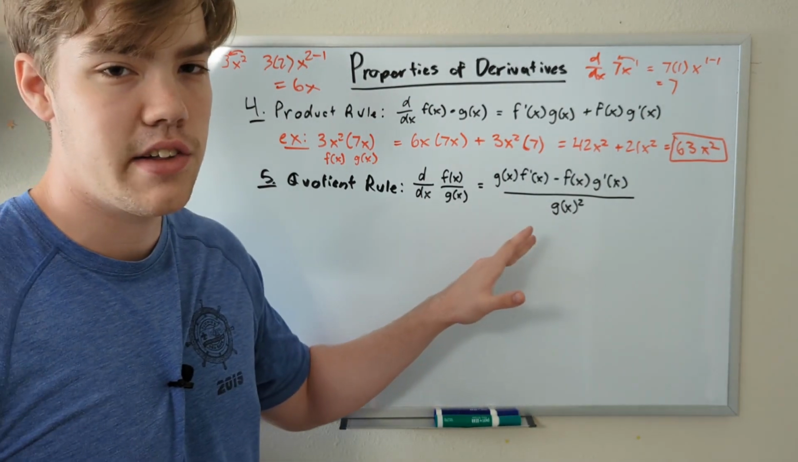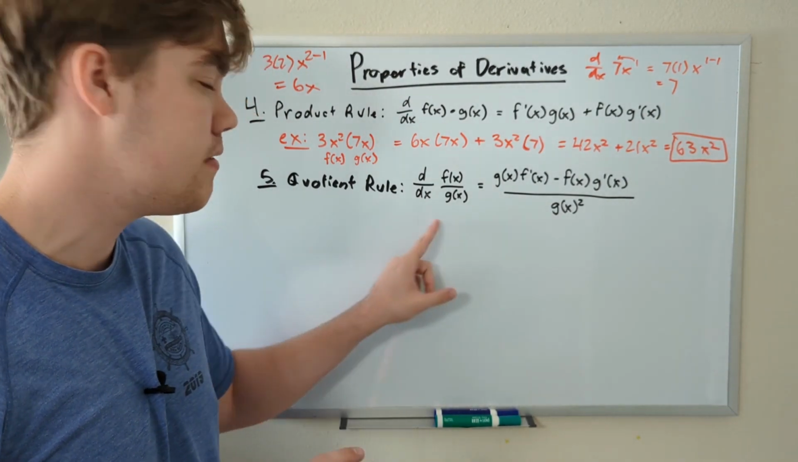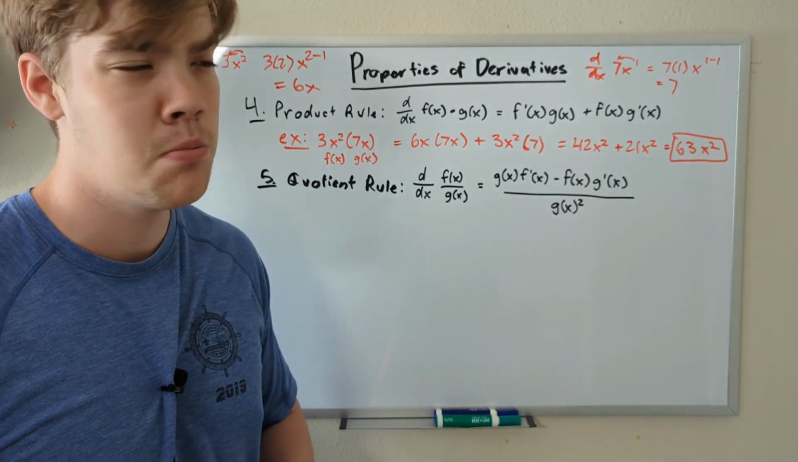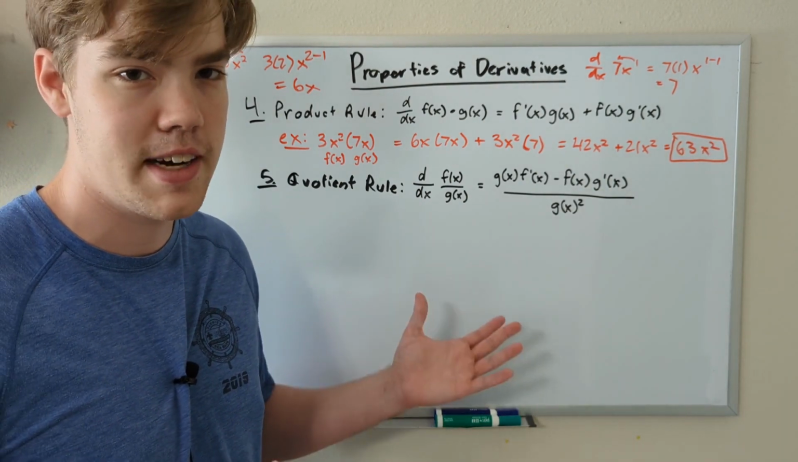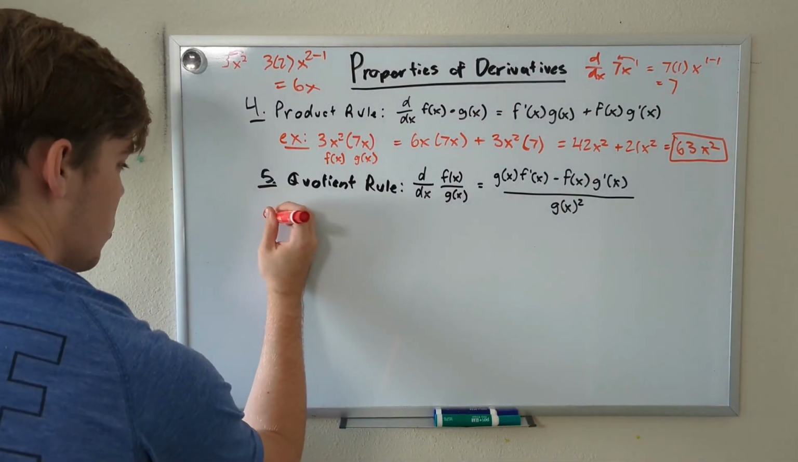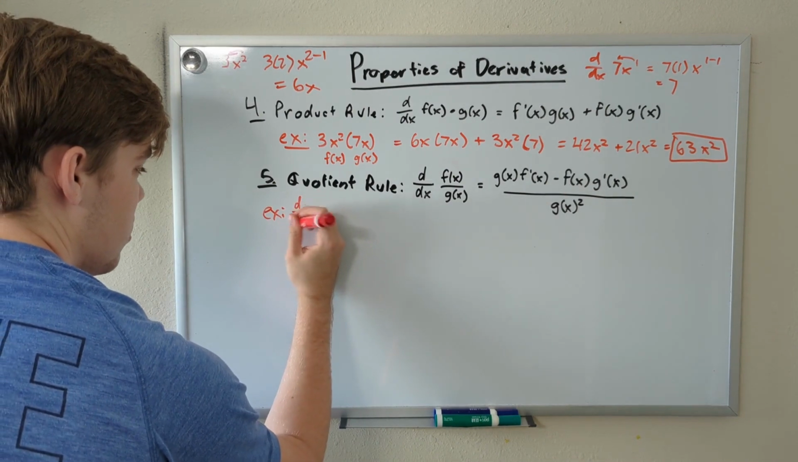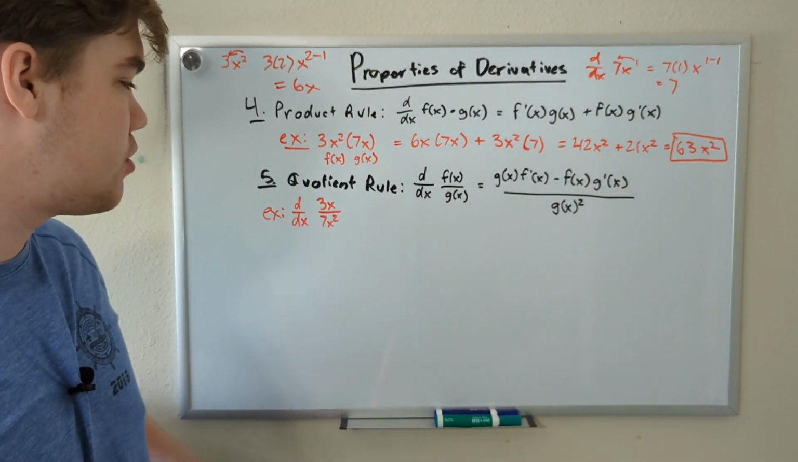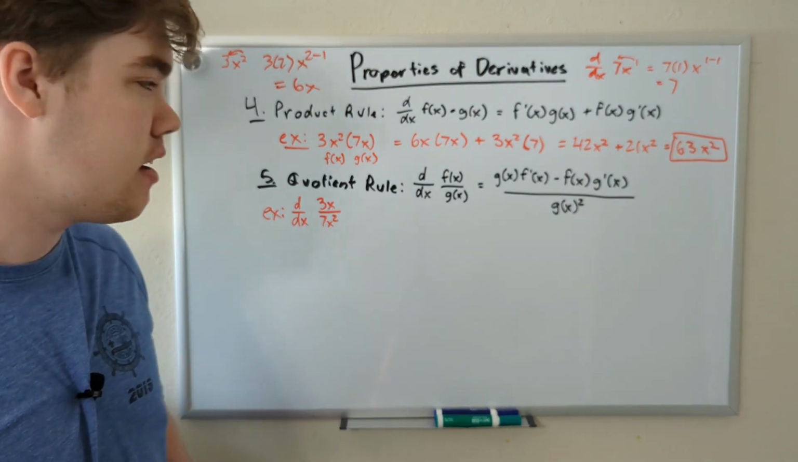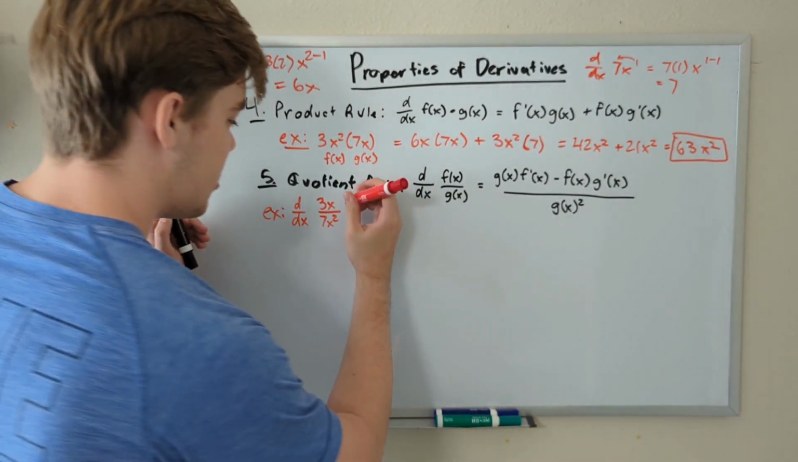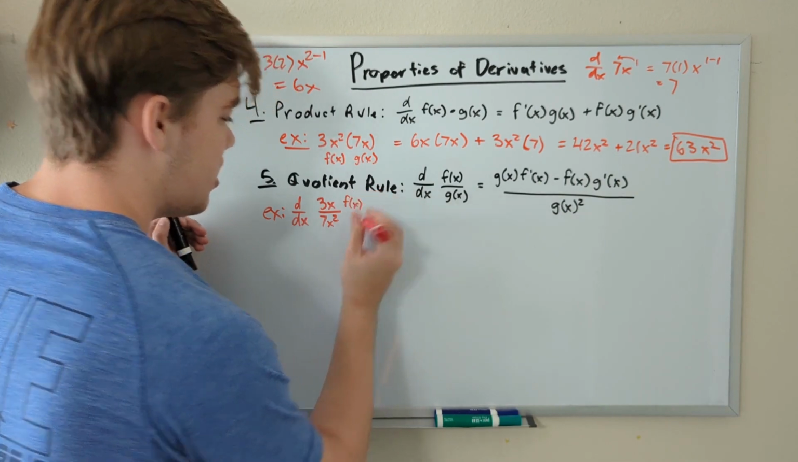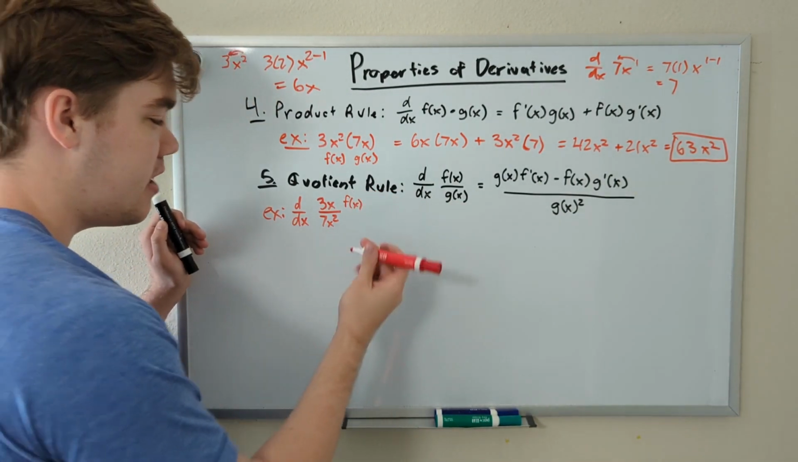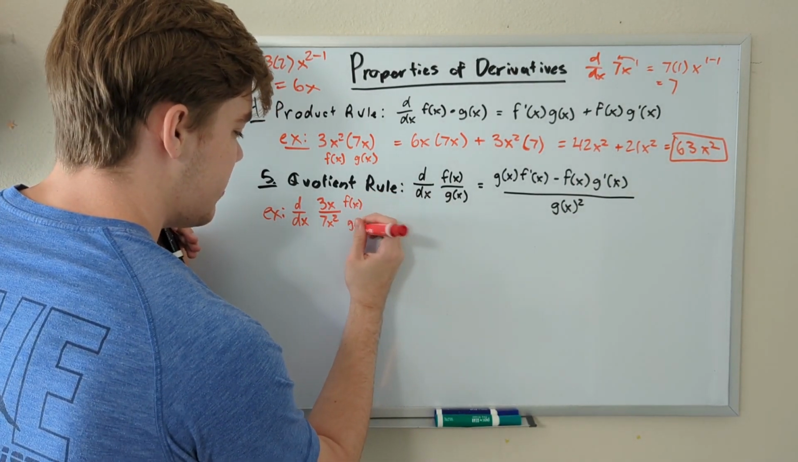So this function is kind of long, but we have to do this in order to find the derivative of 2 functions being divided by each other. Let's do an example to make this a little bit more clear. So our example down here is the derivative of 3x divided by 7x squared. So just like with the product rule, let's establish what f and g of x are. F of x will always be your numerator, so in this case 3x is f of x, and g of x will always be your denominator, so 7x squared is our g of x.